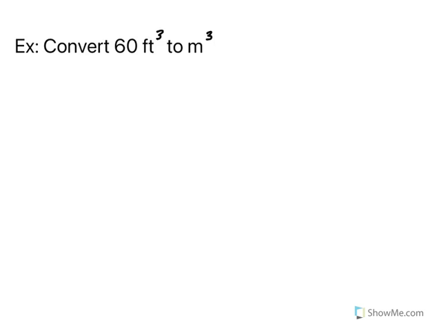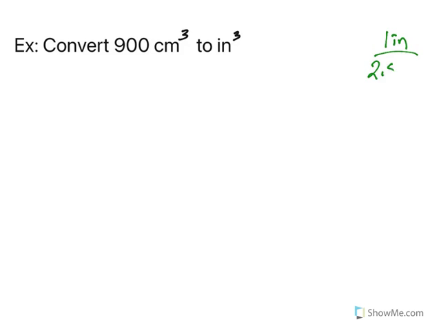All right, let's start with an easy one. We're going to do the easy one first: 900 cubic centimeters to cubic inches. So I know a conversion of 1 inch is 2.54 centimeters, right? I know this identity ratio.